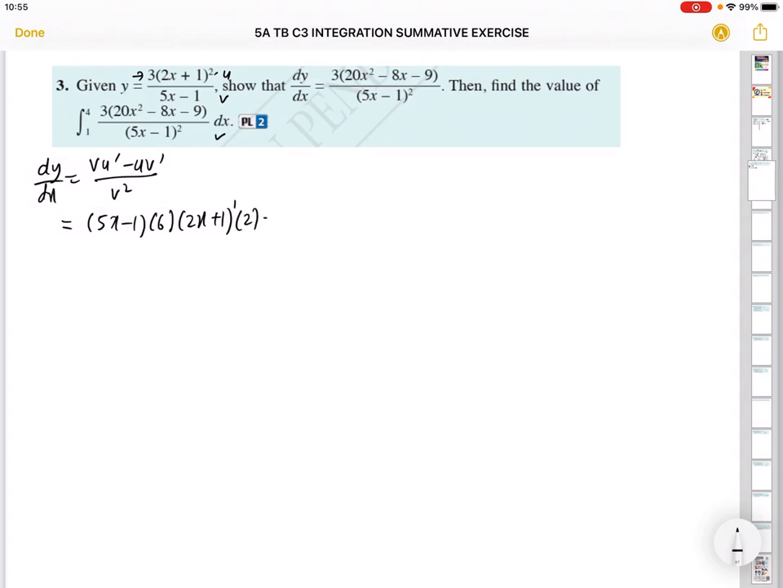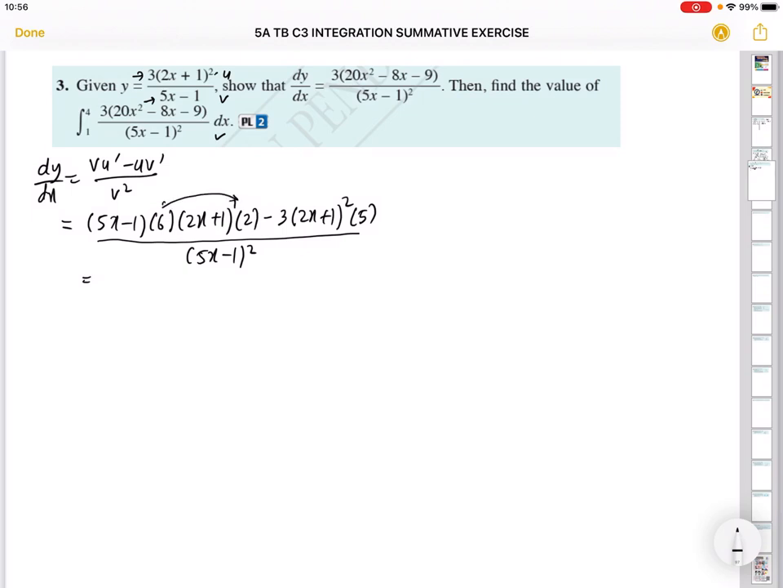Then you minus your u, which is 3 2x plus 1 square, and you differentiate your v. My v is 5x minus 1. When you differentiate, you get 5, and you divide by v squared. My v again is 5x minus 1 squared. Now here we can actually factorize, but I think a lot of people would find it a bit difficult to factorize directly. Maybe what I will do is I take 6, I times 2 first.